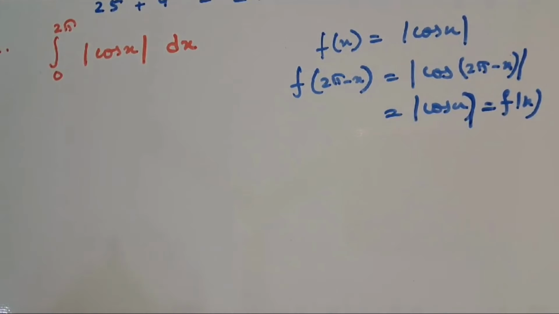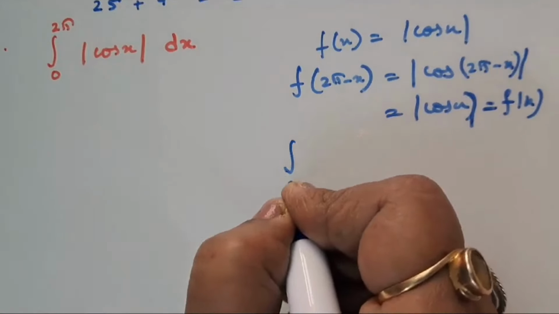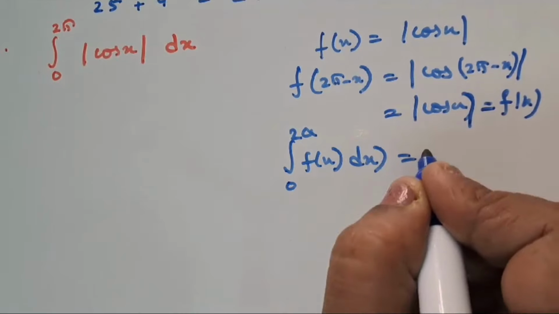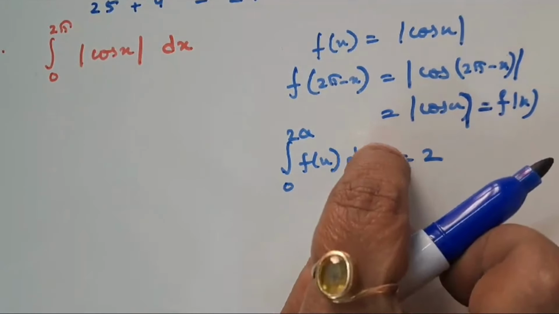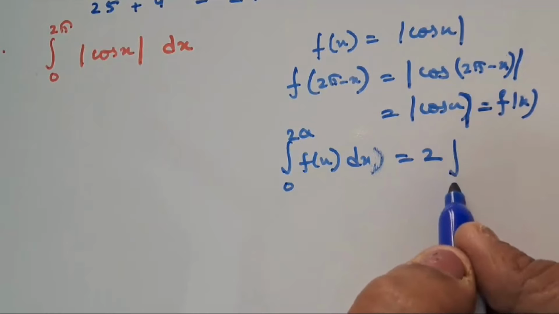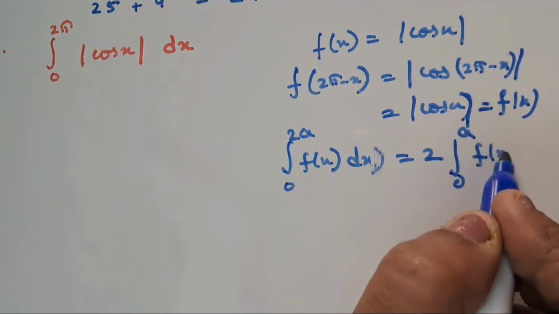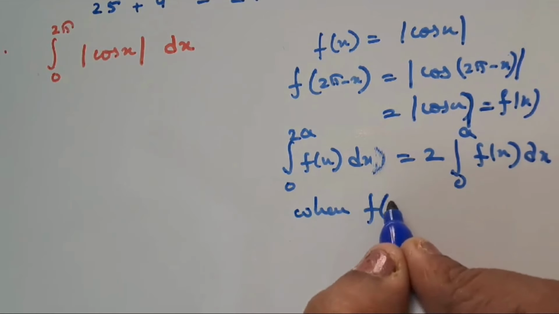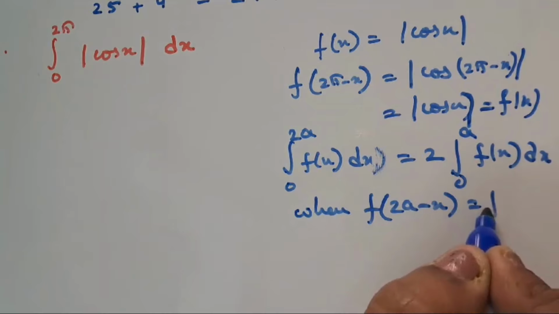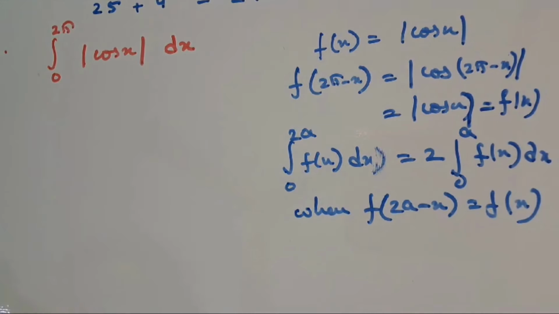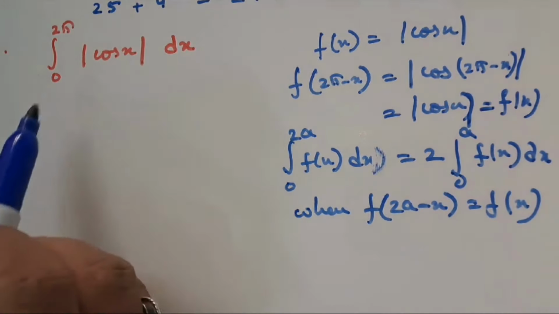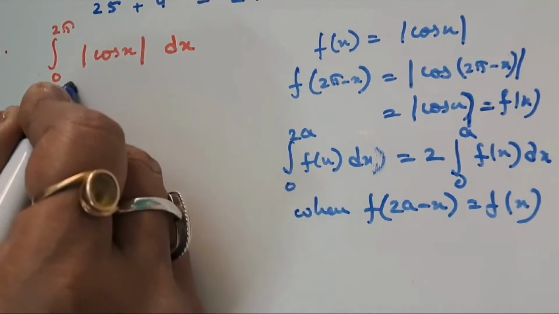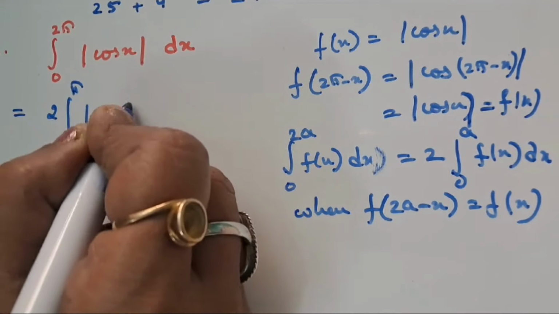So here which property have I used? That is 0 to 2a fx dx is equal to twice of integration 0 to a fx dx when f of 2a minus x is equal to fx. So this property I am using here. So here what we will write then, twice of 0 to pi mod of cos x dx.